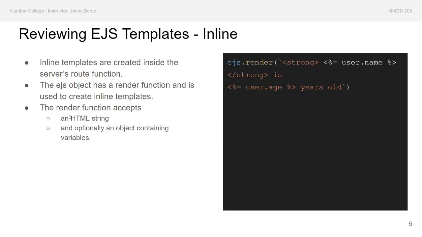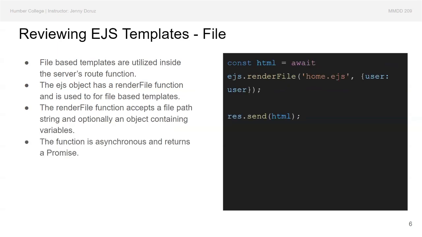The render function accepts HTML strings. So we can use these tags to display the user's name in this case. We're using the strong tag in order to make it a little bold. And optionally, you can also have variables like we've done here, calling the user variable and the properties name and age within it. So this is one way of using EJS templates inline.